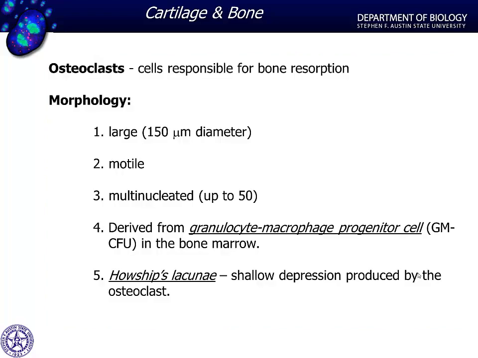Now, we mentioned that some of these osteoprogenitor cells and even osteoblasts, when they receive a signal, can become osteoclasts. Now, these are the cells that are responsible for remodeling the bone. We refer to it as bone resorption. They actually go in and degrade both the organic and inorganic portions of existing bone.